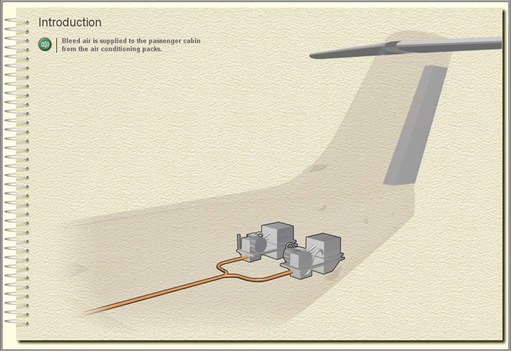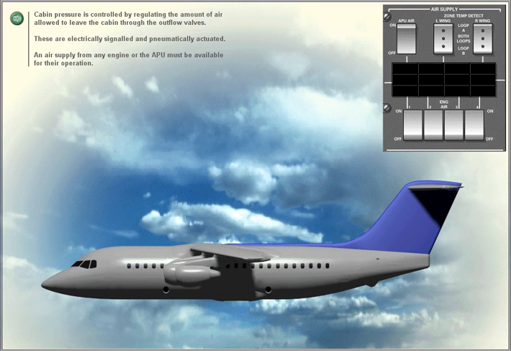Introduction. Bleed air is supplied to the passenger cabin from the air conditioning packs. Cabin pressure is controlled by regulating the amount of air allowed to leave the cabin through the outflow valves. These are electrically signalled and pneumatically actuated. An air supply from any engine or the APU must be available for their operation.